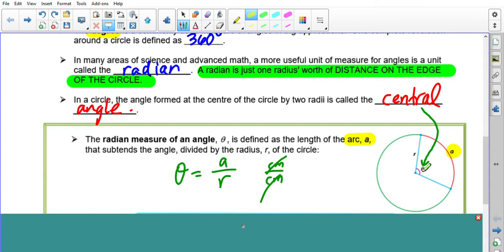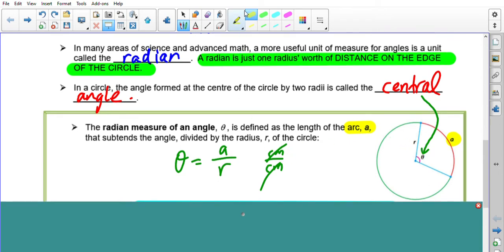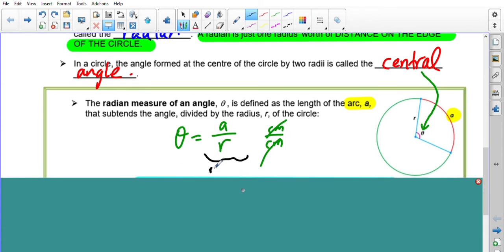So this angle is found in radians by relating this red part, the arc length, to the length of the radius. So the general formula is, you can highlight this here, that theta, this is going to be in radians. So let me just write that. So our answer here is going to be in radians.